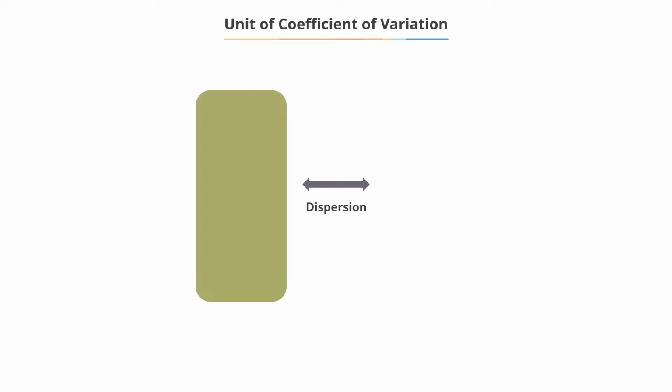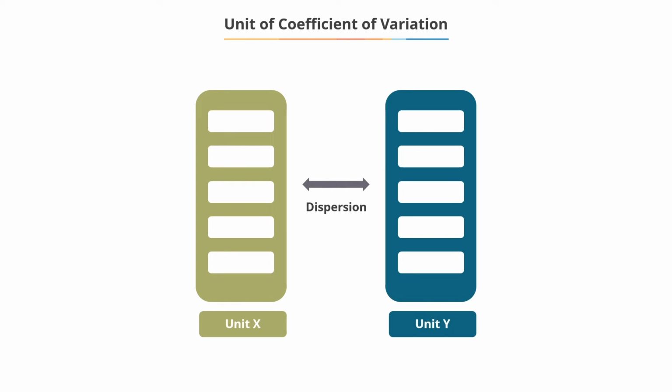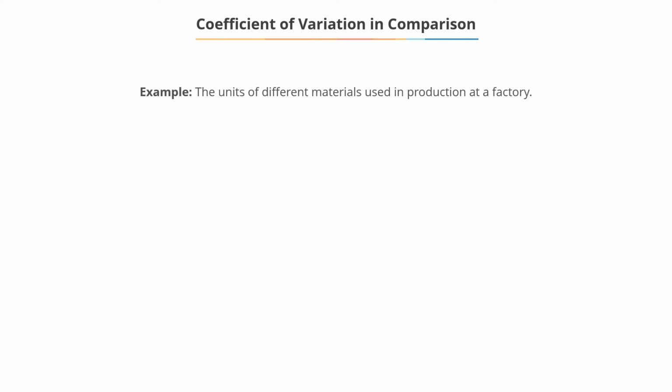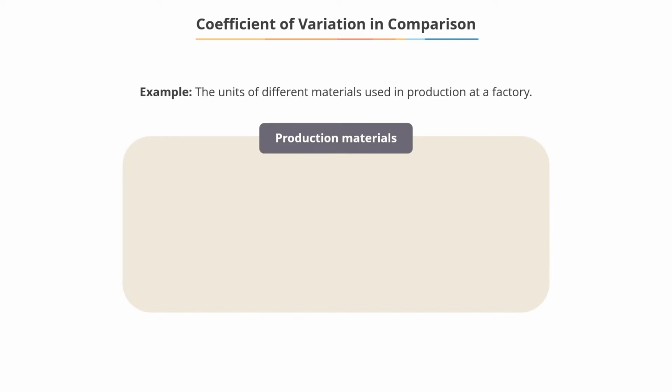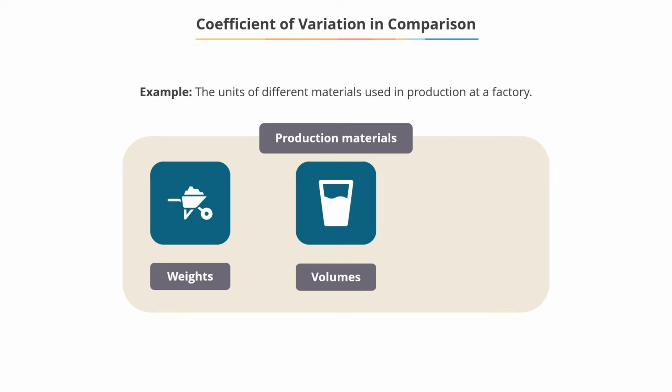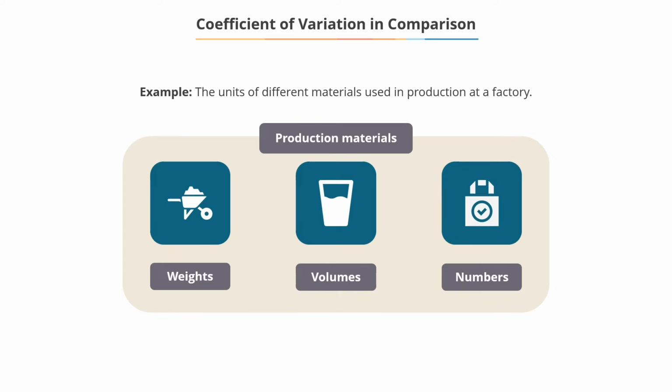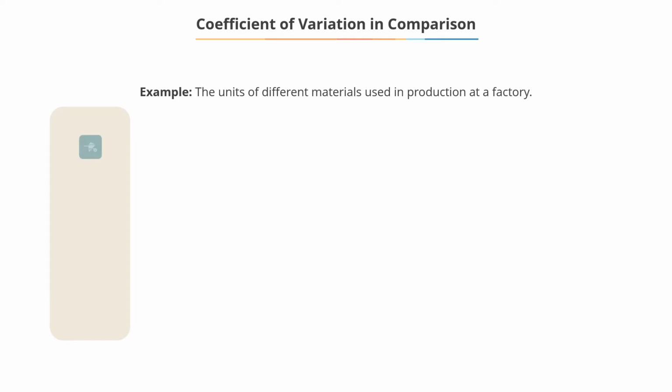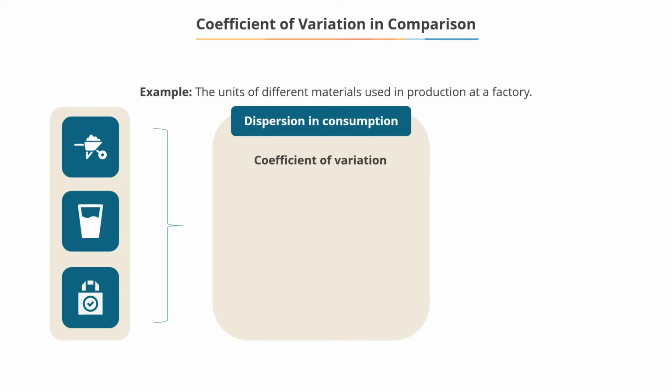But there could be times when you must compare the dispersion of two data sets whose units differ. Let's look at an example to see how the coefficient of variation helps in comparison. In a factory, the units of different materials used in production vary. The consumption of certain materials is quantified in weights or volumes, while the consumption quantities of packing bags are in numbers. To compare the dispersion in consumption, we use a coefficient of variation.